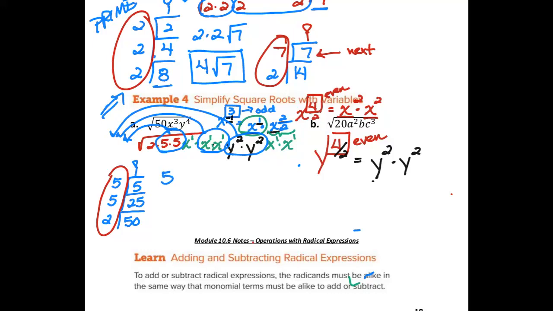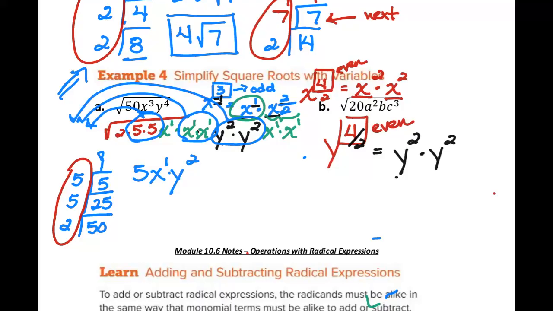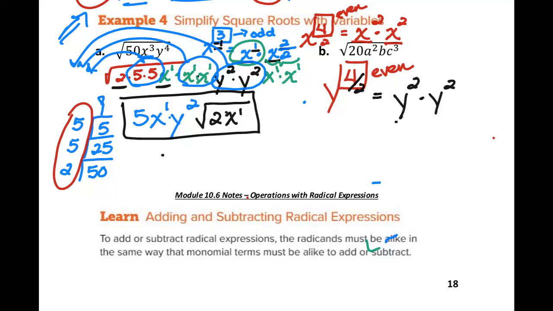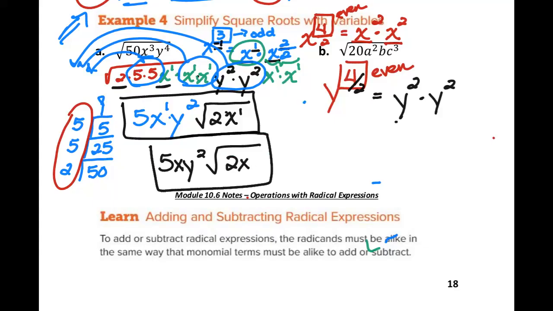So that's 5 times x to the 1st times y to the 2nd out in front, because those all had double partners. The only thing that didn't have anything doubled was this 2 out in front and this x to the 1st. And so this is your final answer. And you can write that as 5xy squared times the square root of 2x. Either one of those I would take. Okay?